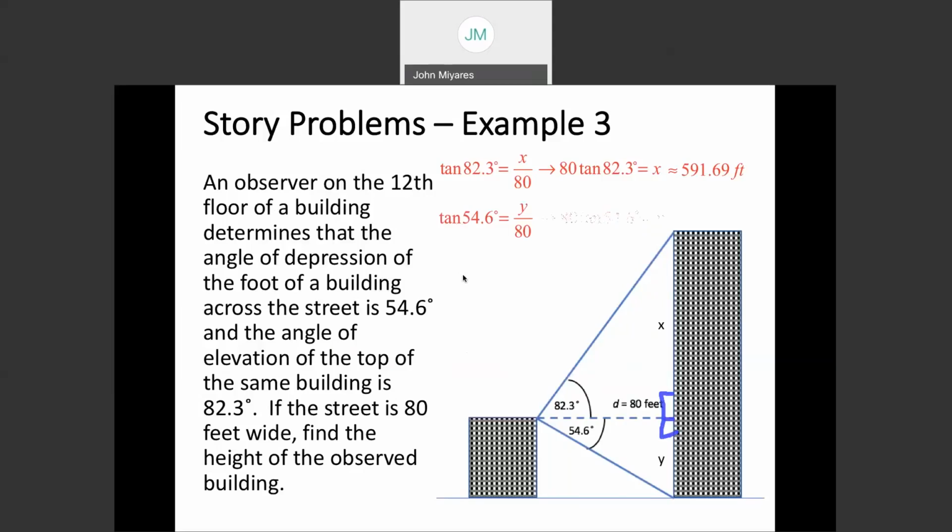So Y will equal 80 times the tangent of 54.6 degrees, which will give us 112.57. From here, we can get the entire height of the building is 704.26 feet by adding the two components together.